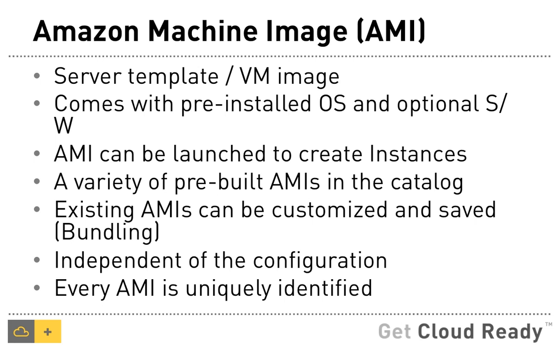Now you've got to remember that an AMI is independent of the configuration. That means when you're dealing with an AMI, you never worry about the specification like the processor, memory, bandwidth, disk space, and so on. This is just a software configuration or the software template. And obviously every AMI is uniquely identified through the AMI ID. So when you're launching from the command line or through the API, it's important for you to make a note of the AMI ID that you're trying to launch.